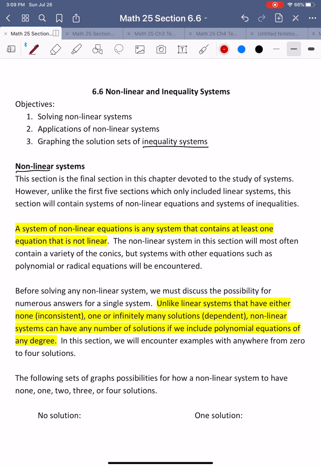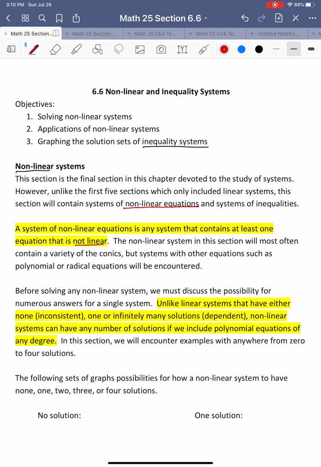This section is the final section of this chapter devoted to the study of systems. However, unlike the first five sections, which only include linear systems, this section will contain systems with nonlinear equations, which means you might not get a line. And then also systems of inequalities. A system of nonlinear equations is any system that contains at least one equation that is not linear.